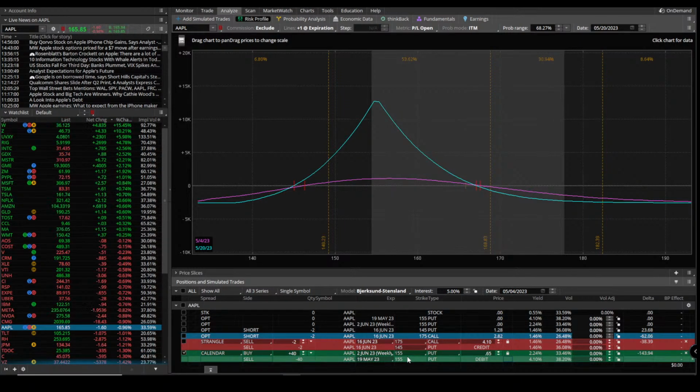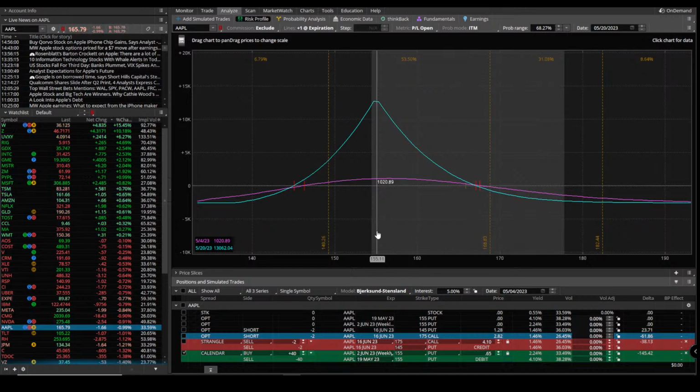So a calendar is, if you don't know what a calendar is, basically like a spread, but it's using 2 months and it's using a single strike. So if I target the 155 strike, I'm selling the front month, which is the May 19th expiration, and I'm buying the further out expiration of the same price. If the price is different, it would be called a diagonal. So complicated terms, but in the end, diagonals are really popular.